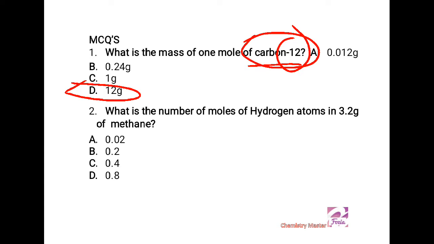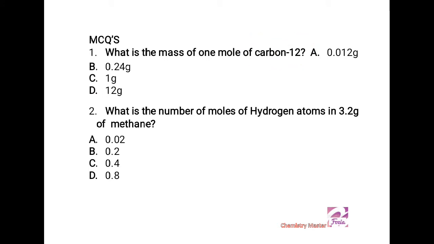MCQ number 2. What is the number of moles of hydrogen atoms in 3.2 gram of methane? Now, what is mole? Mole is the amount of substance, and it is one of the very important SI unit, System International Unit, for amount of substances. And we can find out the number of moles in the given grams. How? The given grams is divided by the molar mass or the molecular mass.